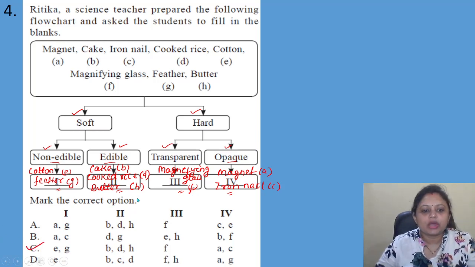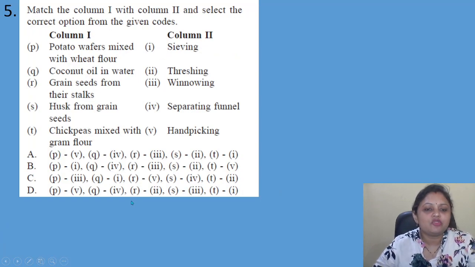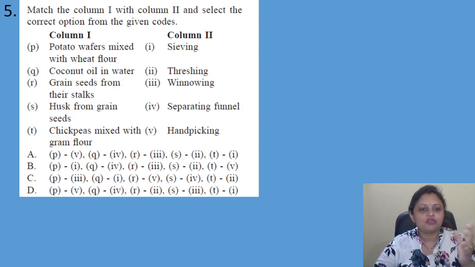Okay. So coming to the next question, match the column 1 with column 2 and select the correct option from the given options. In the column 1, potato wafers mixed with wheat flour, coconut oil in water, grain seeds from their stalks, husk from grain seed, chickpeas mixed with gram flour. And in column 2, sieving, threshing, winnowing, separating funnel, hand picking. Okay. So in the column 1, the mixtures are there. We have to separate it. And in the column 2, the name of the separation technique is given.